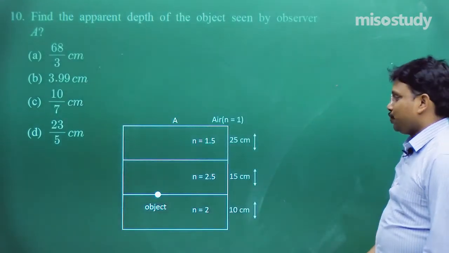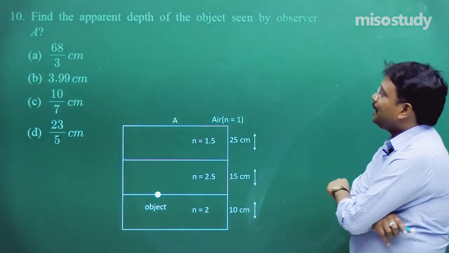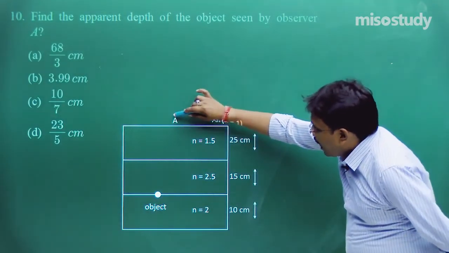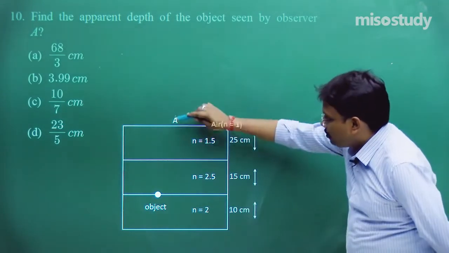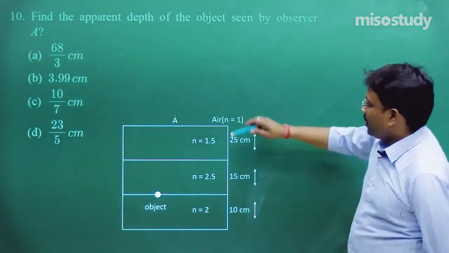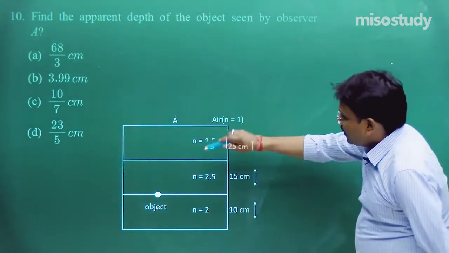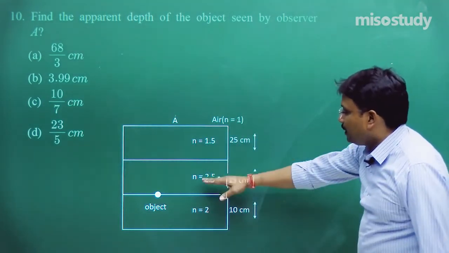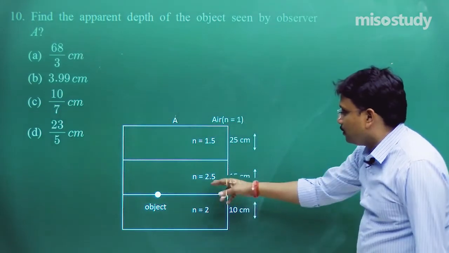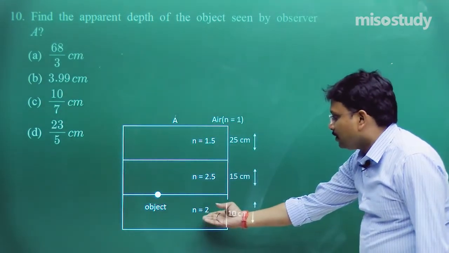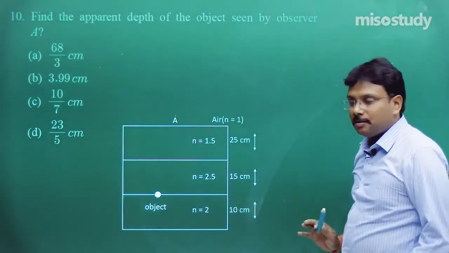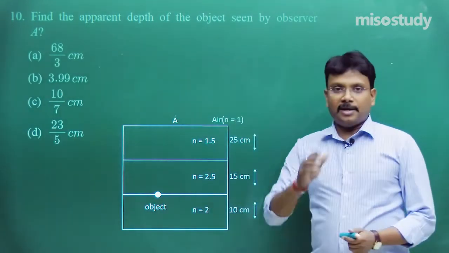And then this question, find the apparent depth of the object seen by observer A. This is I am standing, my name is observer A as per my name. This is air, then there is something, let's say for example honey, n is equal to 1.5, then something, let's say for example glycerine, 2.5, then it is, let's say glass, n is equal to 2, and then the object. So I am standing over here, it's like this.